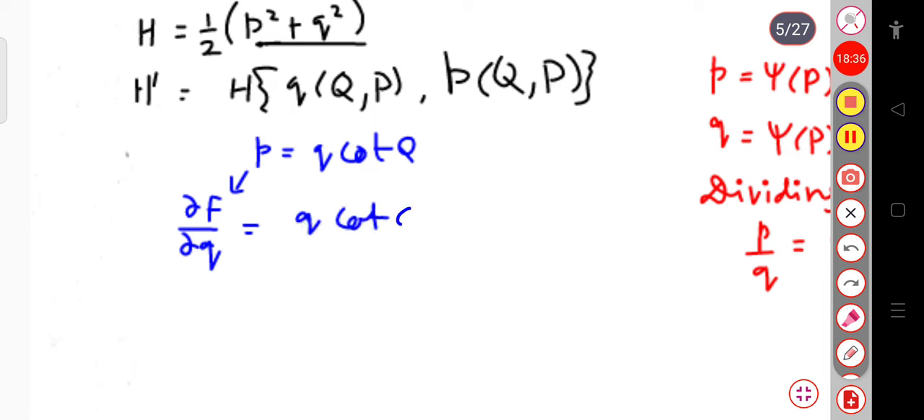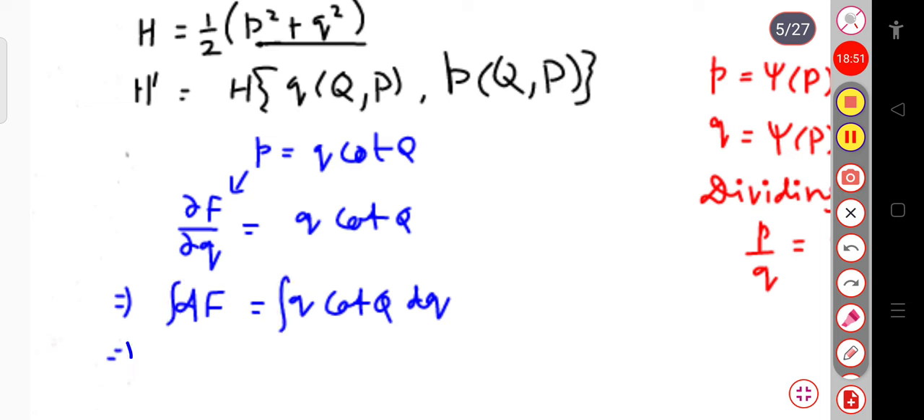Okay, if I multiply first by dq on this side, then df will equal q cot q into dq, and you have to now integrate both terms. That implies f will be equal to q square by 2 into cot q plus some integration constant. Let me neglect that here.